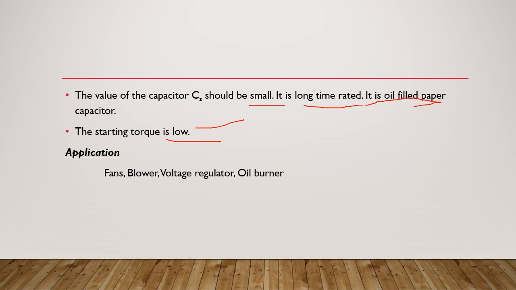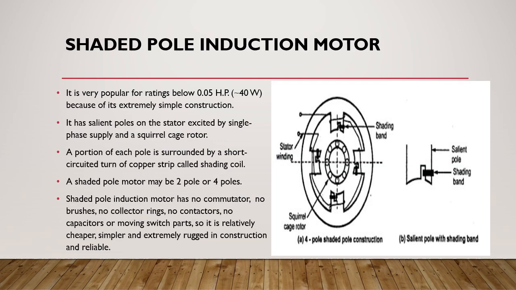The low value of the capacitor results in a small starting torque. That's why the starting torque is very low. Its application is where only a small torque is required. It is used in fan, blower, voltage regulator, and oil burner. The last one in this type of single phase induction motor is the shaded pole induction motor.